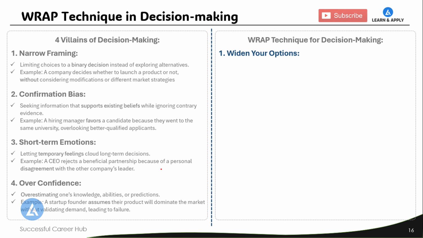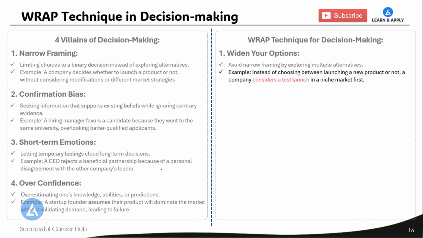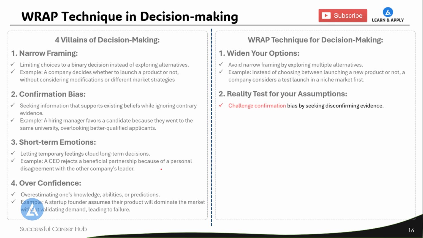The first part is widen your options. This explains avoiding narrow framing by exploring multiple alternatives. For example, instead of choosing between launching a new product or not, a company considers a test launch in a niche market first. The second step is reality test for your assumptions. Challenge confirmation bias by seeking disconfirming evidence. For example, a manager gathers feedback from both satisfied and dissatisfied customers before making a change to a service.